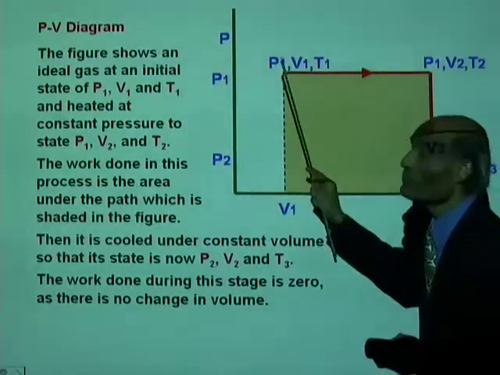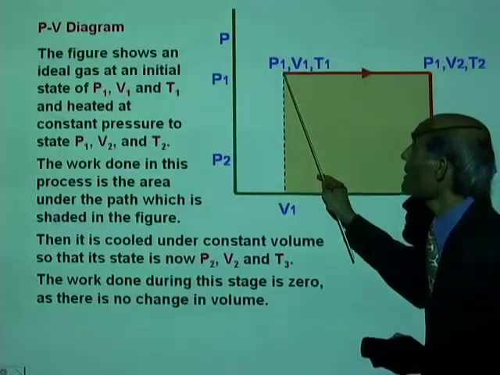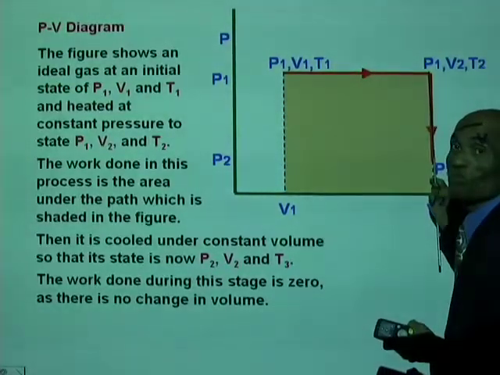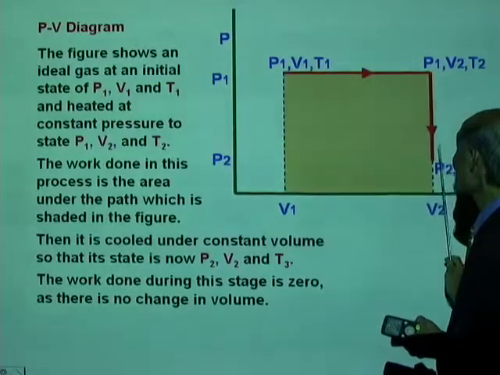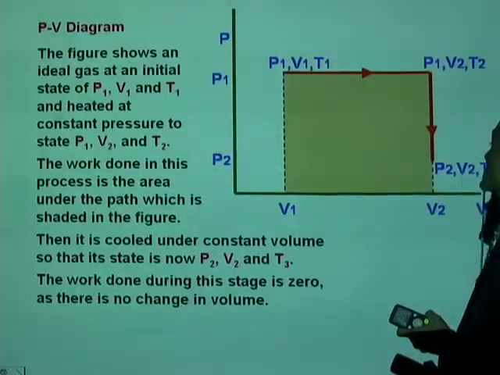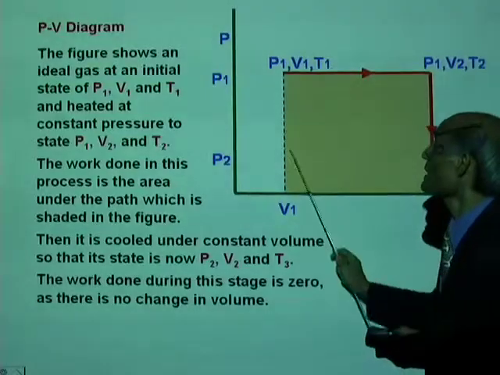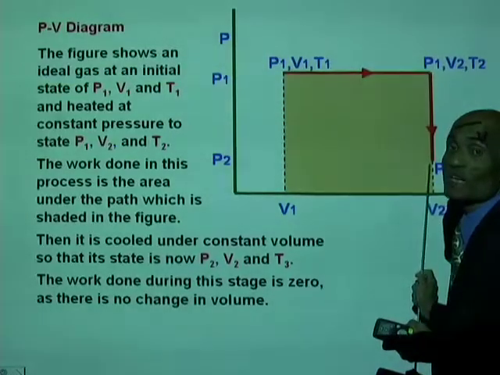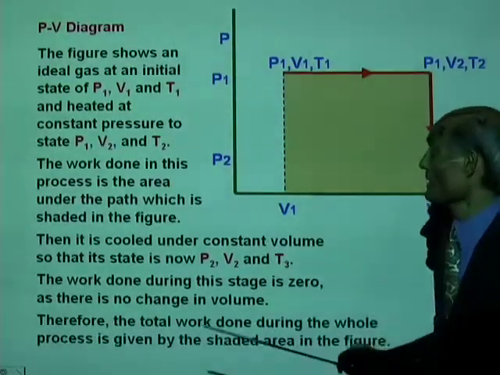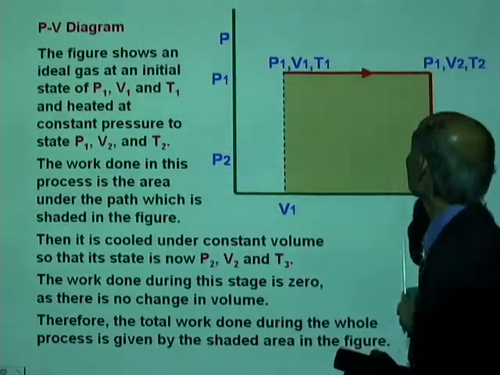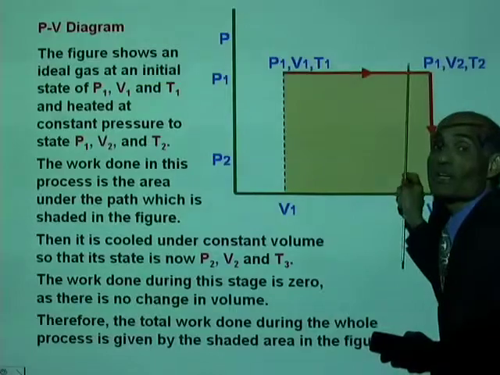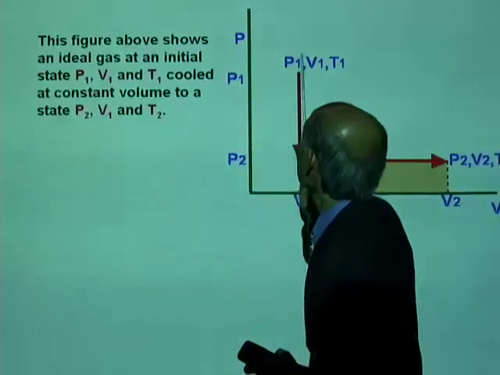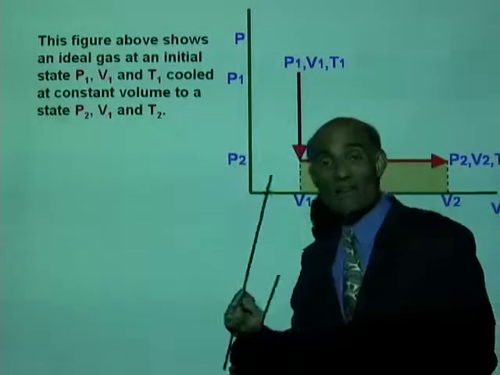That means when a gas is taken from state 1, that is P1, V1, T1, to state 2, P1, V2, T2, to state 3, P2, V2, T3, the work done is given by the area of the shaded region. Moving from state 2 to state 3, there is no work done. Therefore, the total work done is the same as the work done during the first change. Now, let's go through another situation.